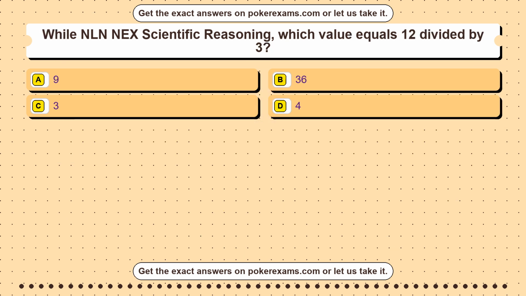Question 27. While taking the Get Science practice test, which writing choice improves clarity? Option A, repeat the same sentence. Option B, ignore the prompt. Option C, use precise evidence. Option D, add unrelated facts.